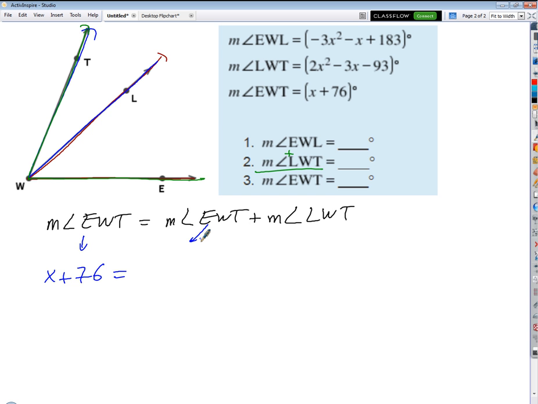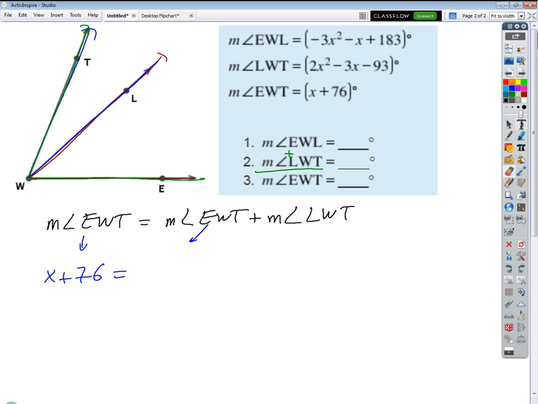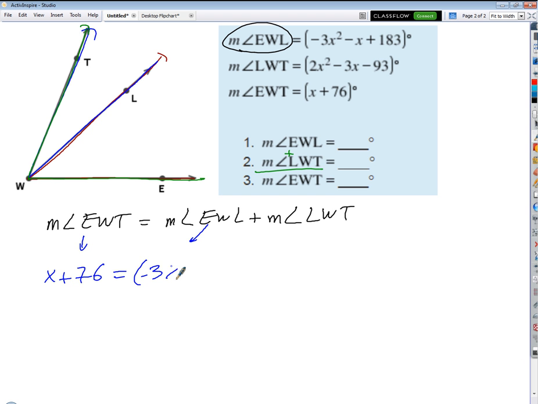EWT is, oh, that's supposed to be an L, isn't it? Whoops, let me fix that. I wrote that wrong. That's supposed to be an L. There it is, right there. So that's going to be negative 3x squared minus x plus 183. Why are there squares? Because I put them there.